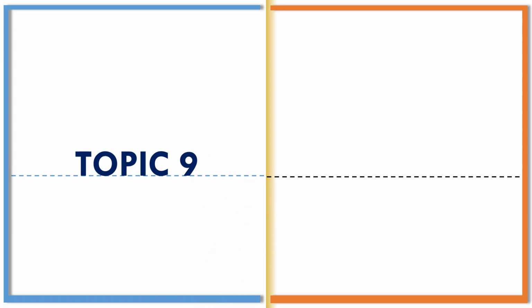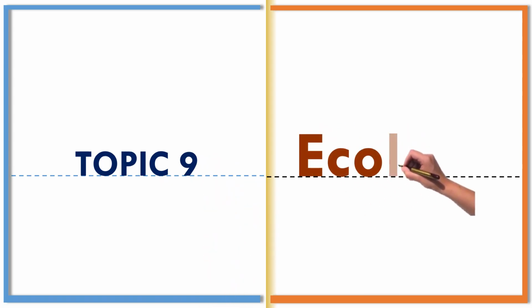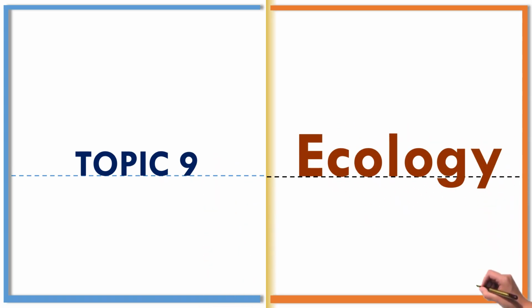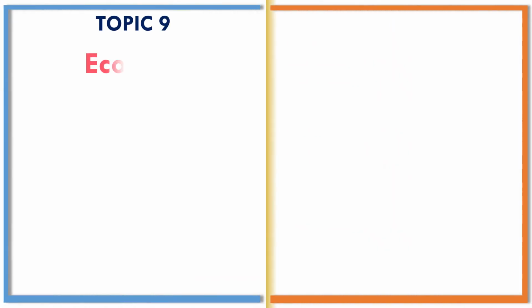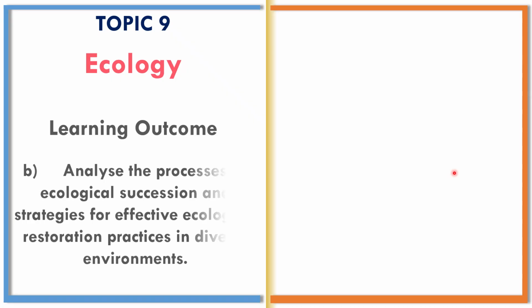Topic 9, Ecology. I welcome you to Topic 9, Ecology. Our learning outcome is B: Analyze the processes of ecological succession and strategies for effective ecological restoration practices in diverse environments.